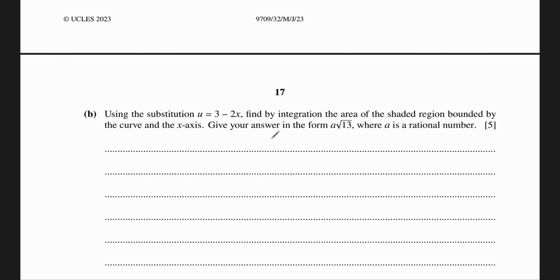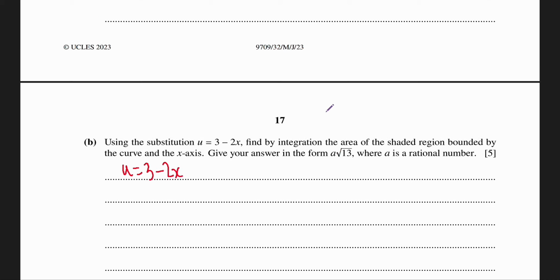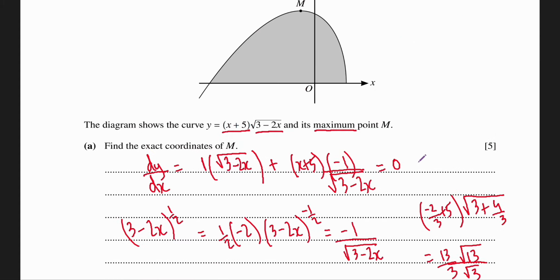Now the interesting part, using the substitution u is equal to 3 minus 2x. Okay, so it tells you what to use in this case. So you have u is equal to 3 minus 2x. Let's write that down again. Find by integration the area of the shaded region bounded by the curve and the x-axis. Give your answer in the form a square root 13, where a is a rational number. Okay, it's not too bad.